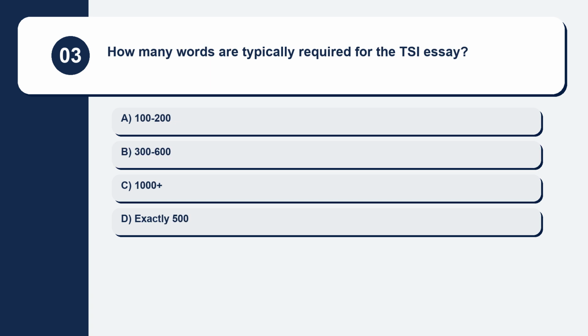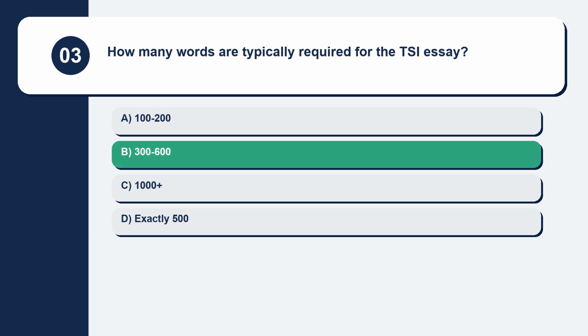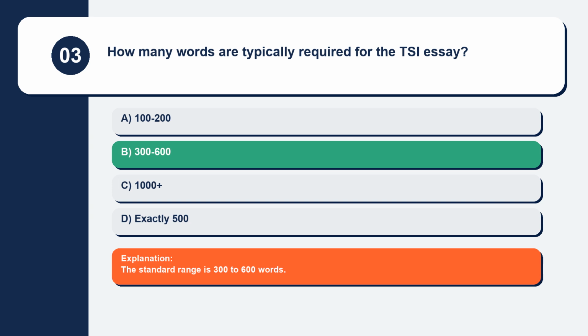Question 3. How many words are typically required for the TSI essay? 100 to 200, 300 to 600, 1000 plus, exactly 500. The standard range is 300 to 600 words.